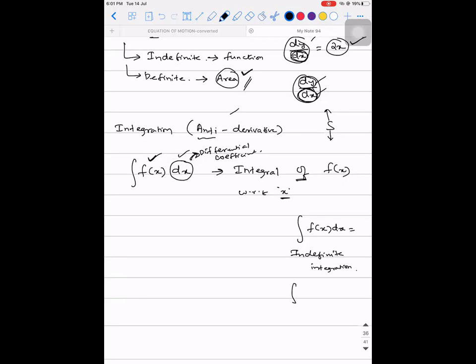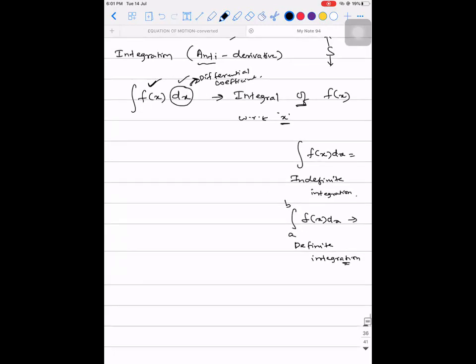Whereas if I write integral of f of x dx from a to b, this is called definite integration. What is the difference between the two? What difference are you able to see in this and this? In indefinite integration, there is no limit, sir. There are no limits. That's right. These terms a and b are called limits. Limits of whom? Limits of x.